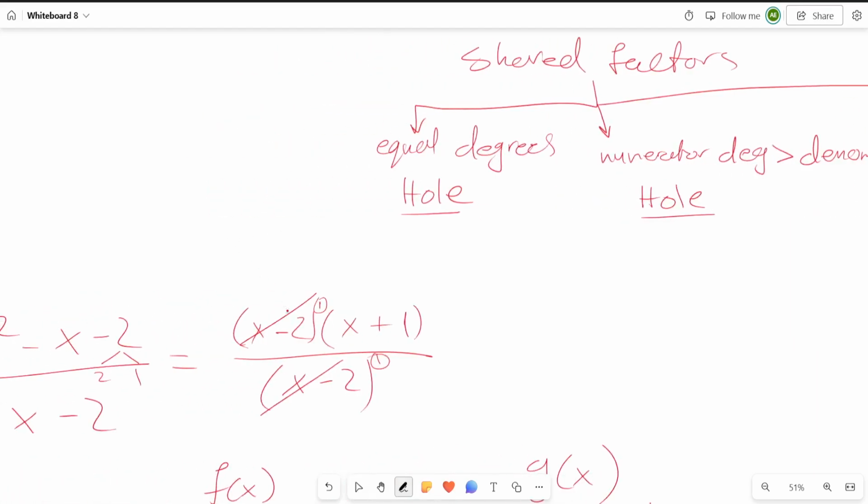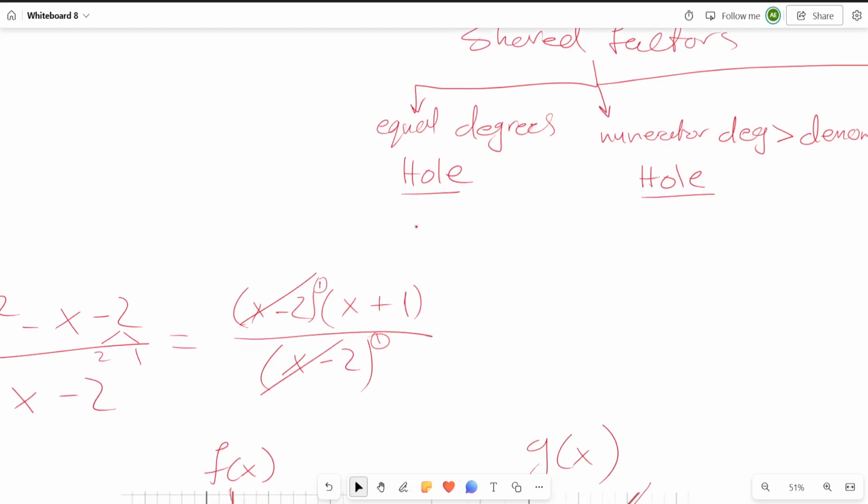Over here, we have a shared factor. So this might be a vertical asymptote or a hole. We don't know. We need to check the degrees first. They're both equal degrees, so this is a hole. If this was, let's say, x minus 2 to the power 2, then the numerator degree is larger than the denominator degree. It will also be a hole. However, it's going to be the second scenario.